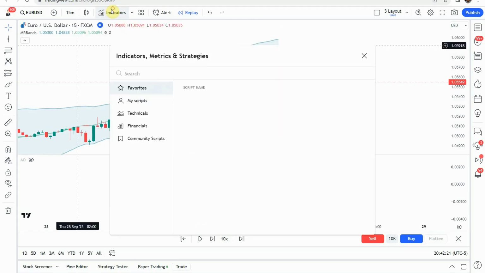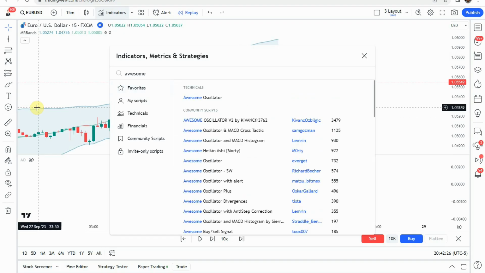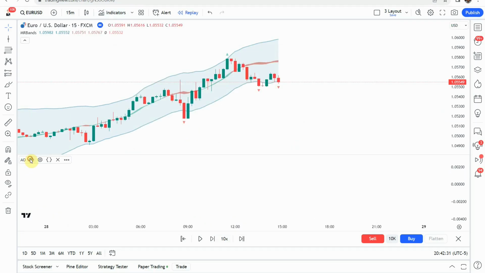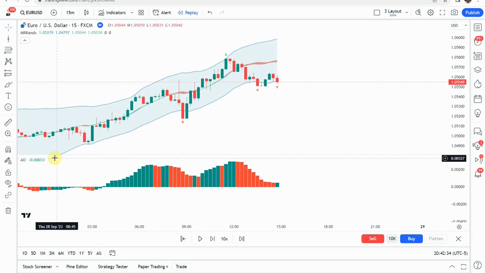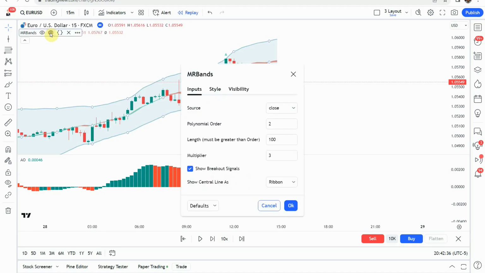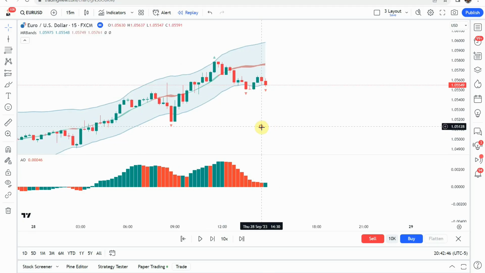Now the next indicator we are going to put on screen is going to be the awesome oscillator. It's going to be this default one right here. Add that to the screen and it looks like this right here. Now on the moving regression prediction bands, you will want to change the multiplier to 3, on the awesome oscillator that is on the default.